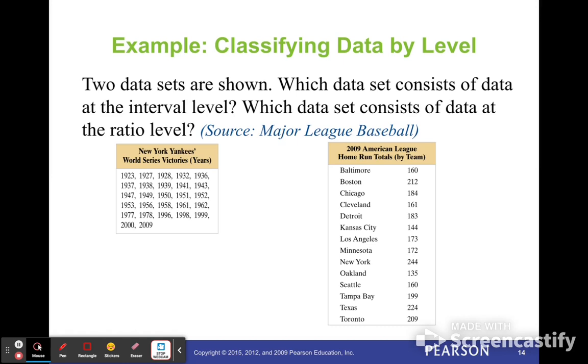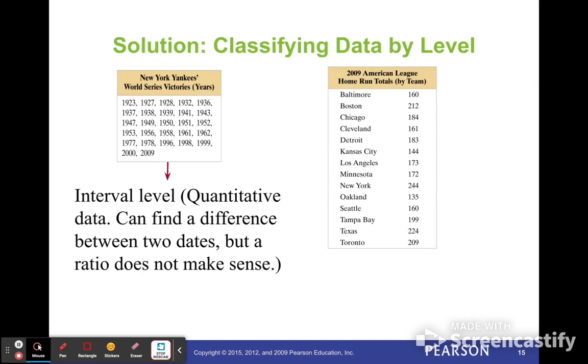And the other one on the right is the American League home run totals by team. So you're talking about home runs. The first one is years. Ask yourself, if the year is zero, is that the beginning of time? Or on the other one, if there is zero home runs, did you make a home run? Just by asking yourself that, you'll be able to understand which one is interval and which one is ratio.